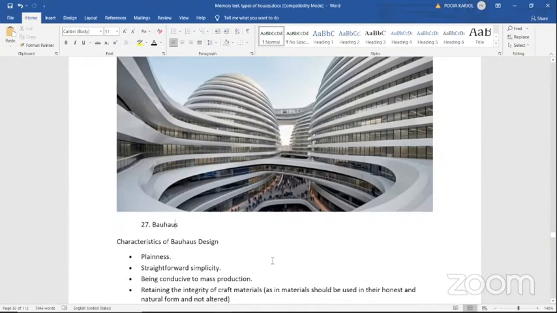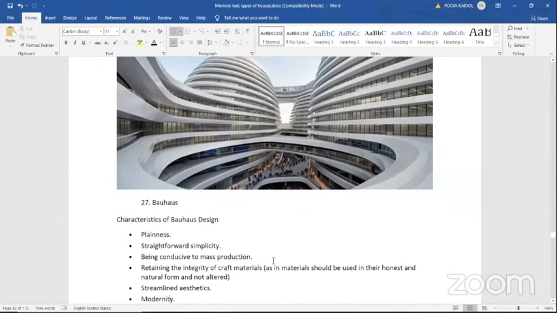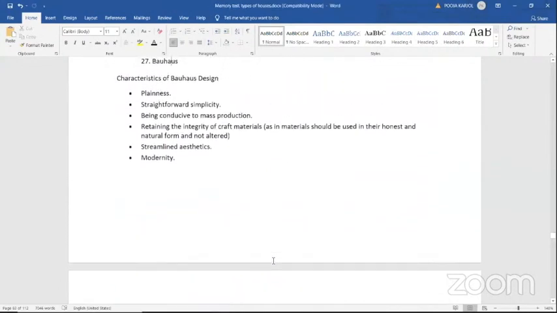Bauhaus architecture. What does it mean? The characteristics of this are plainness, straightforward simplicity, being conducive to mass production. This is the one which is built where there is a high demand, so it's one of the most basic forms of building. Not basic, but again, function over form is used, with simplicity. Retaining the integrity of craft materials, as in materials should be used in their honest and natural form and not altered. Streamlined aesthetics, modernity.